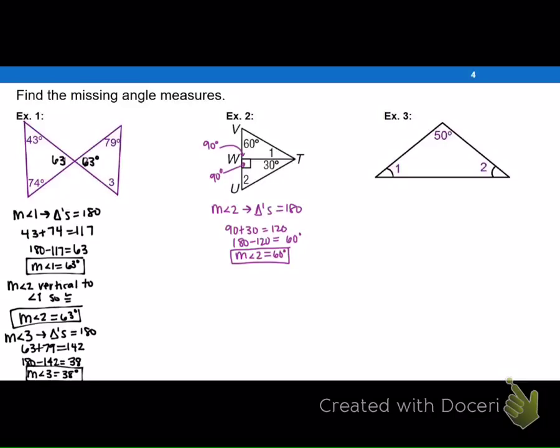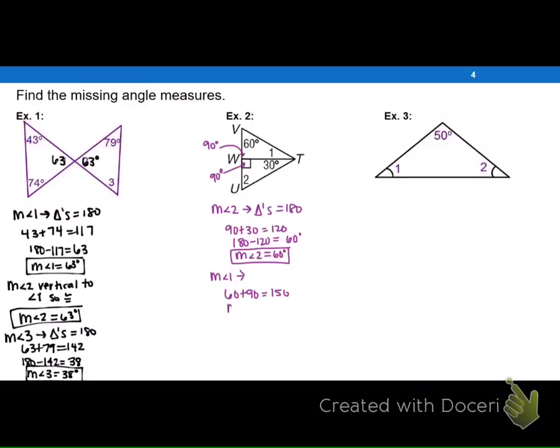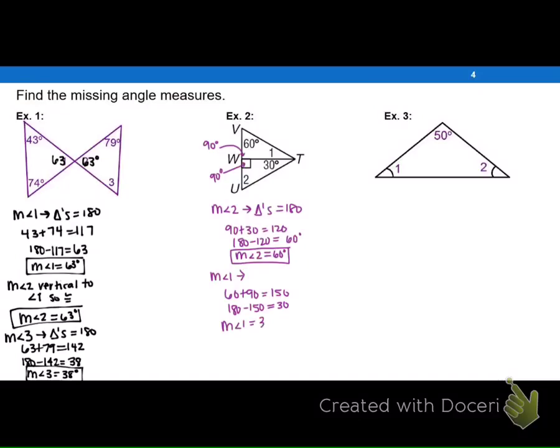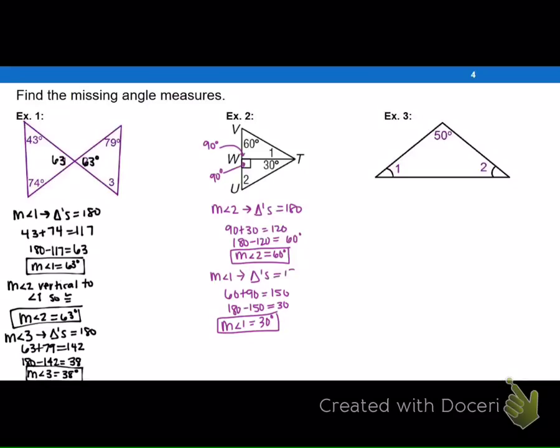How can I find the measure of angle 1, Hayden? Add 60 and 90, then subtract. All right.